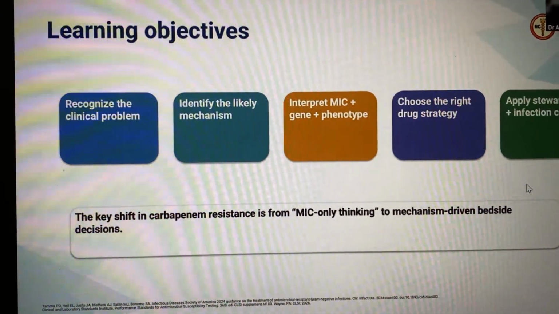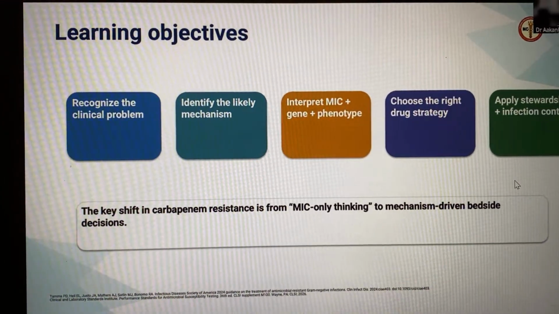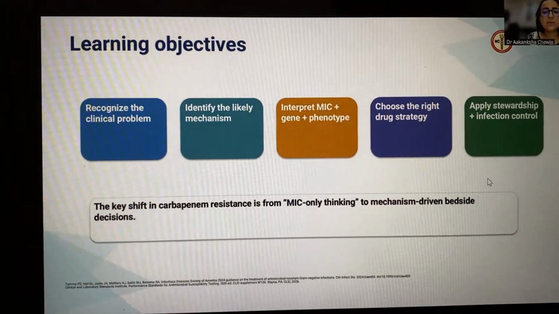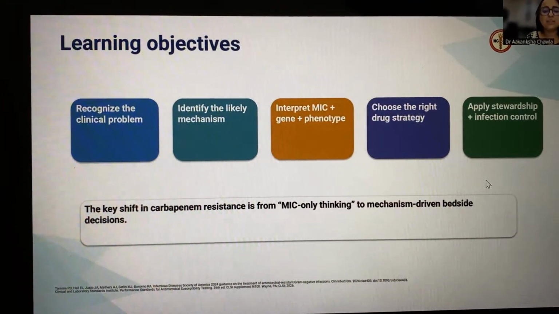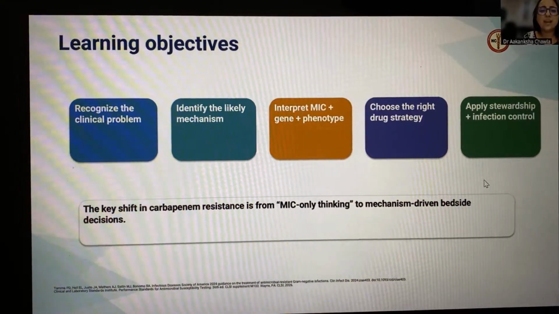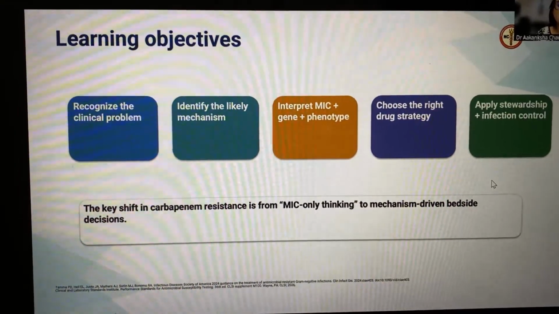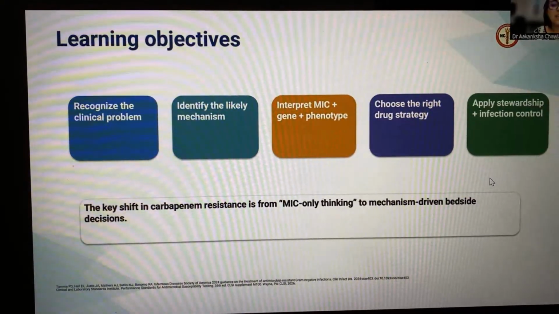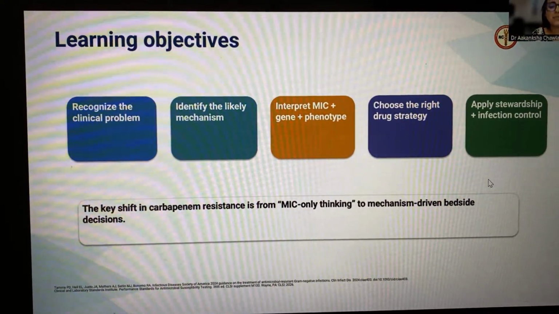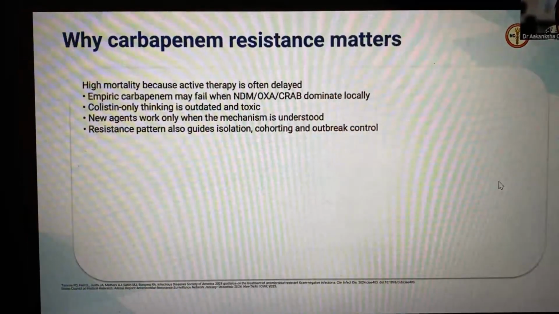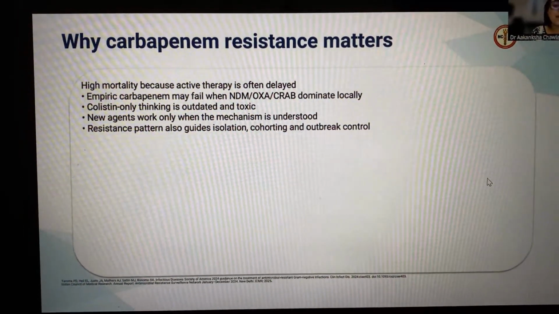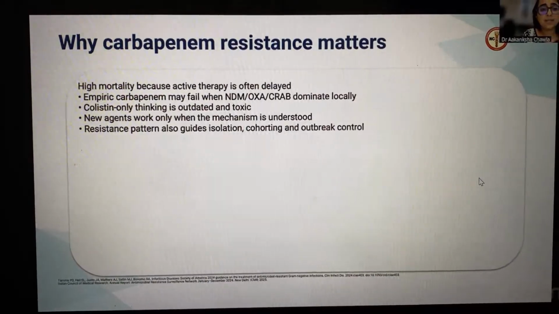the phenotypes, choose the right drug strategy, and then apply it to your patient to be able to get adequate infection control. So the key shift that has happened in carbapenem resistance is not just based on the MIC. It is basically mechanism driven, which actually helps you at the bedside to decide your therapy. It matters because it is associated with high mortality.